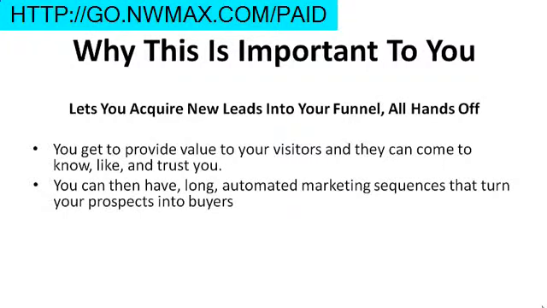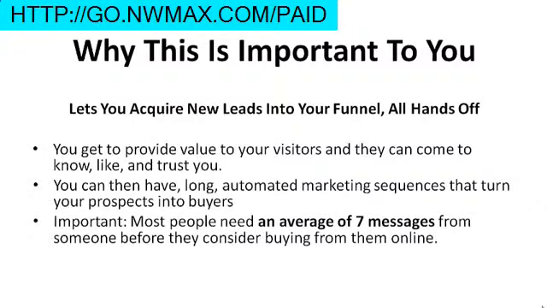When you set up automated systems within your business, you can have long automated marketing sequences that turn prospects into buyers, and you need them to be long and automated because most people need an average of 7 messages from someone before they consider buying from them. If you think about how many times you bought something online, sometimes there are certain items that you'll buy right away just because you want it so bad, but other ones, they wear you down. They send you email after email, message after message. Sometimes you get a physical note in the mail, they send you a sales letter, and you come to get to know this person and like and trust them, and then you wind up buying from them.